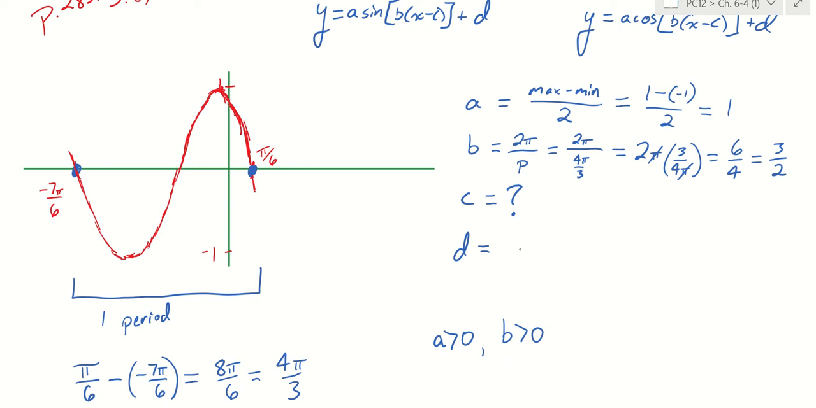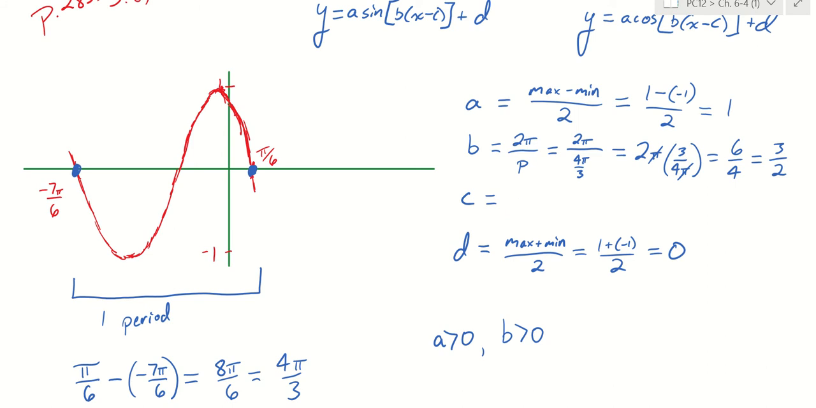But in general, this is the formula that you can use to find the d value: max plus min over 2. And so that's just going to be 1 plus negative 1 over 2, which is 0. So that's our d value. So let's get to the c value.